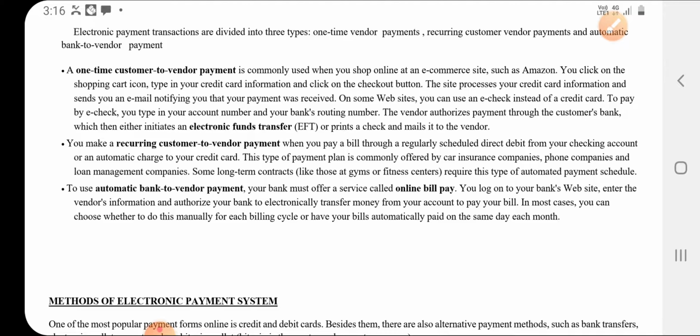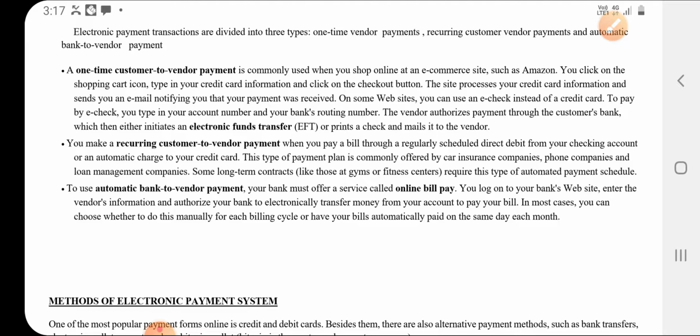this type of payment plan is commonly offered by car insurance companies, phone companies and loan management companies. Some long-term contracts require this type of automated payment schedule. Okay. That is the second type, recurring customer to vendor payment. And the third type is automatic bank to vendor payment. Okay. So, when you are buying something, you will say, within 5 installments I will complete this loan or amount.